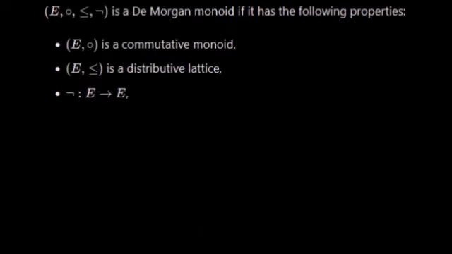A De Morgan monoid is defined as a tuplet ⟨E, ∘, ≤, ¬⟩, where E is a set of truth values, ∘ serves as an algebraic fusion operation, ≤ serves as an order relation, and ¬ serves as an algebraic negation. Similarly to how Boolean algebras are defined in a lattice theoretical way, such a De Morgan monoid is defined using the following properties. ⟨E, ∘⟩ is a commutative monoid. ⟨E, ≤⟩ is a distributive lattice. ¬ is a unary operation on E.